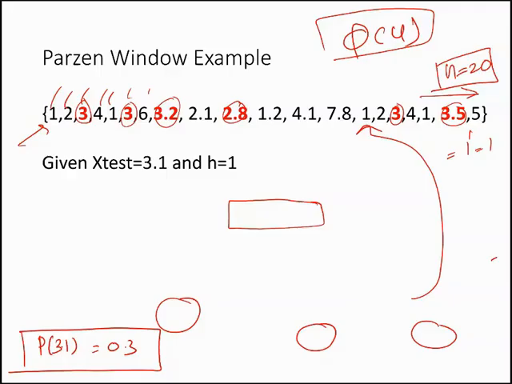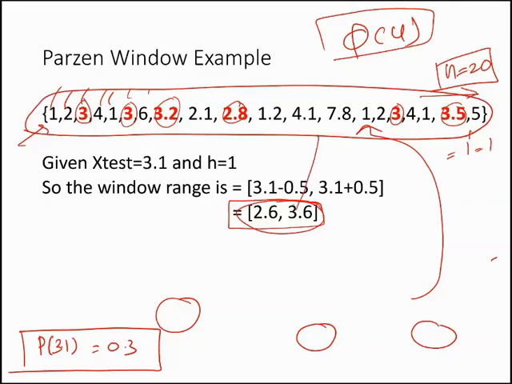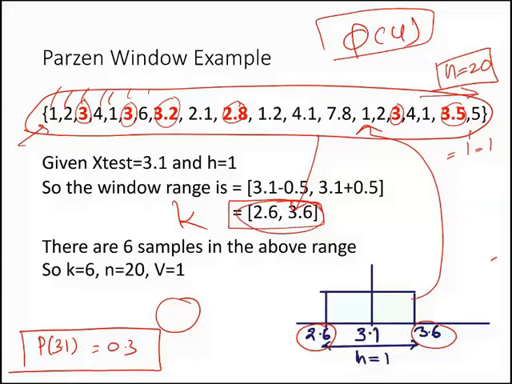So what I am doing here, I am just checking how many samples from this list are falling in this zone 2.6 to 3.6. So that will be my value k. Okay, so here it is 6.